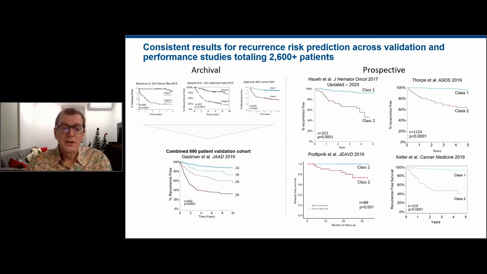In addition, there are now prospective data sets, not quite 5-year and beyond rates of recurrence or survival like the archival specimens have, but in studies that go out for an average of about 3 years, what you see is remarkable consistency across the board between different studies, showing that class 1 patients always have a much better outcome, statistically significant, than the class 2 patients.